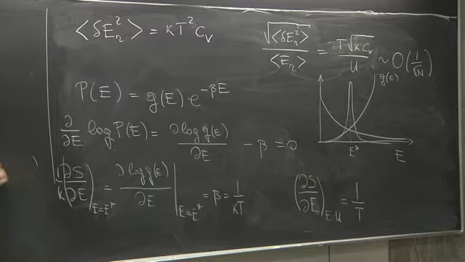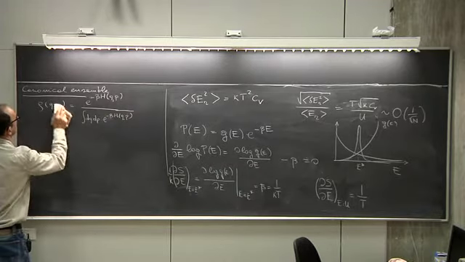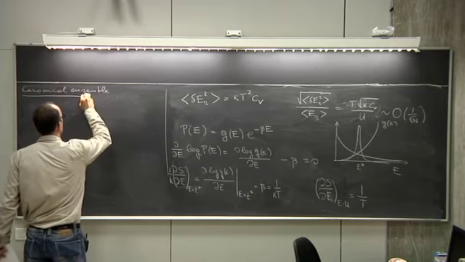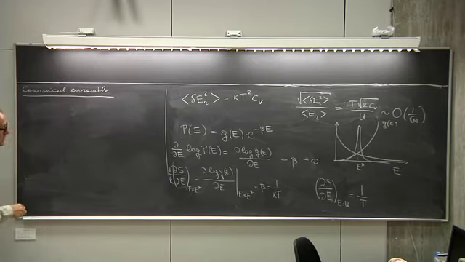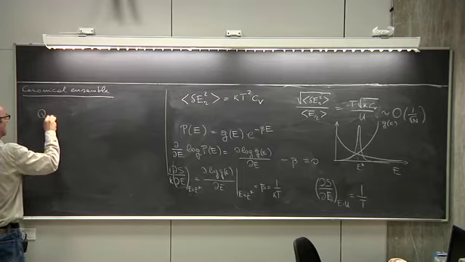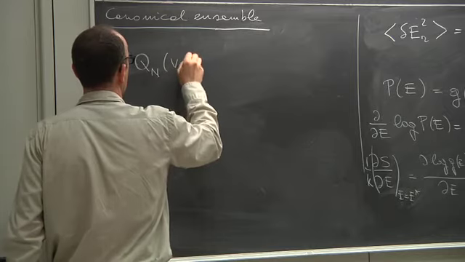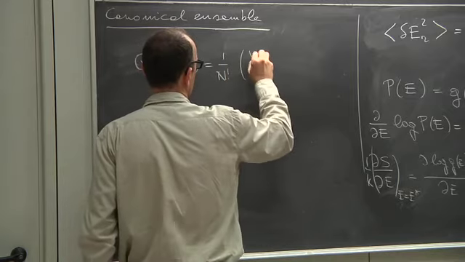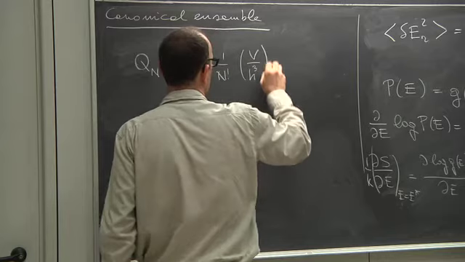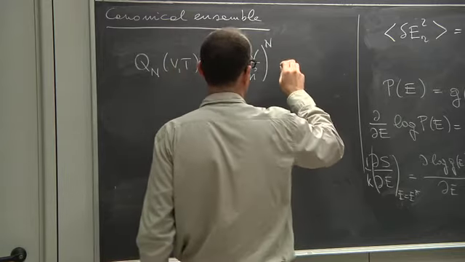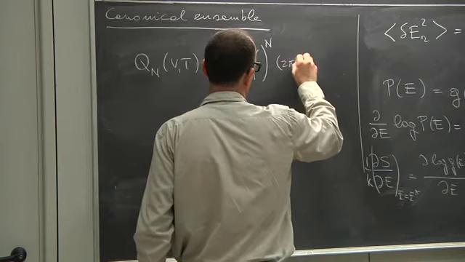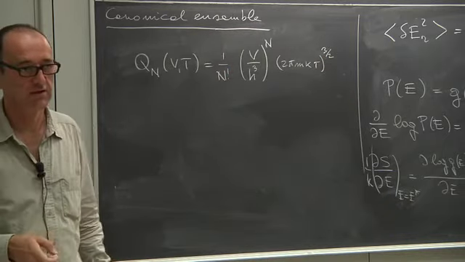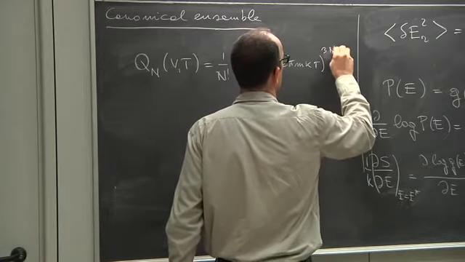Now we can see this for the ideal gas. For the ideal gas, we have found that Q_N of V and T was 1 over N factorial, then volume divided by h cubed to the N, and then 2 pi m kT to the 3 halves, to the power N, so 3N over 2.